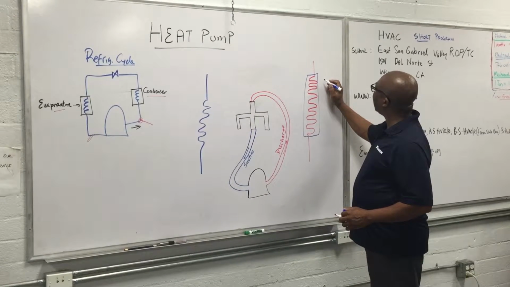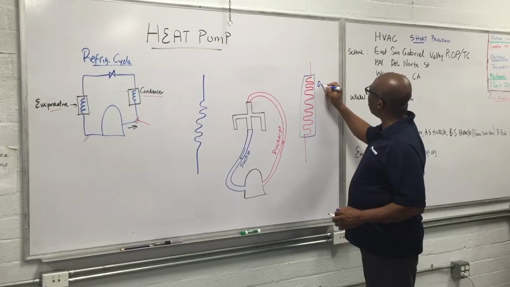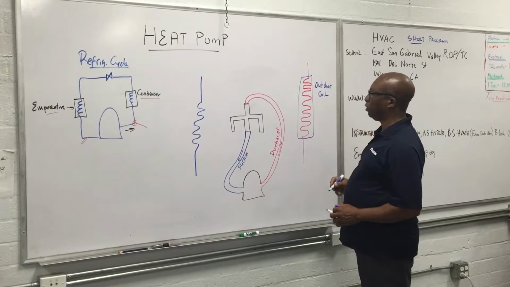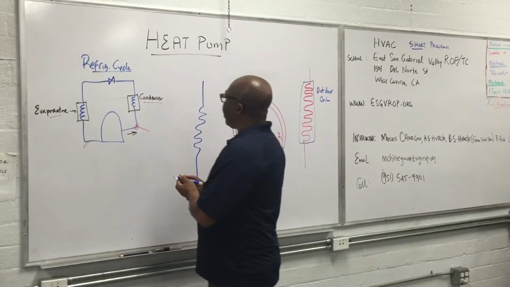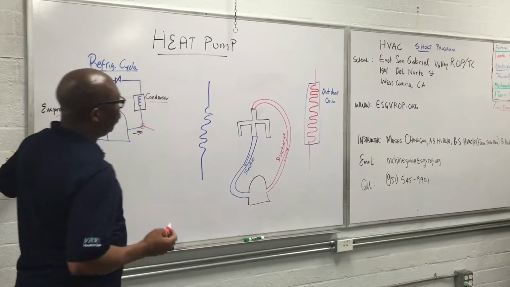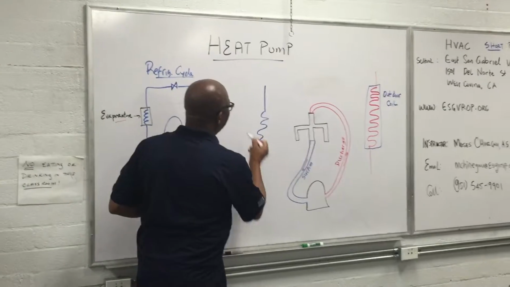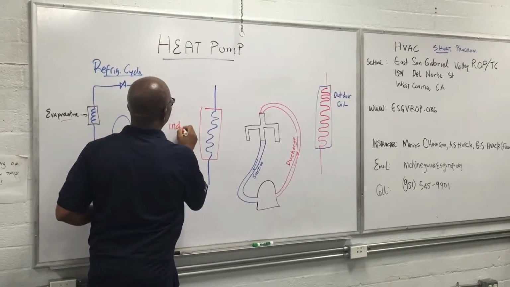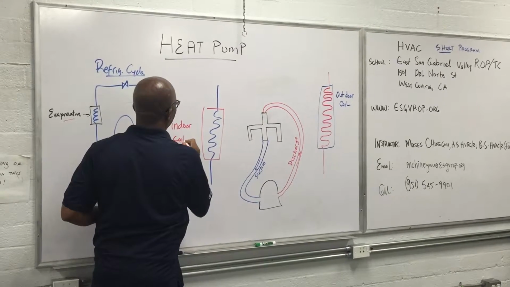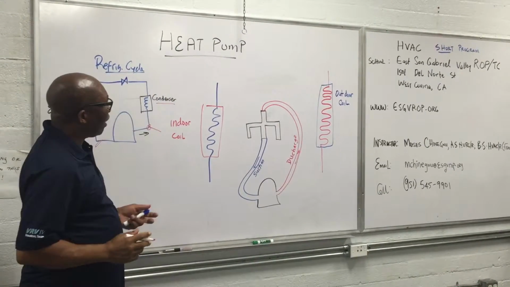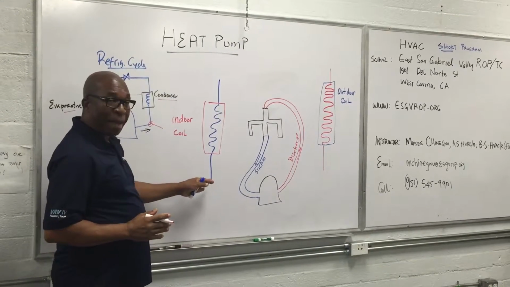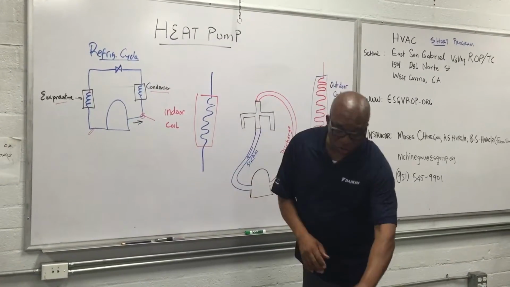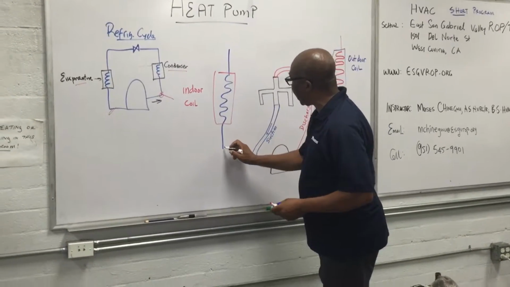This becomes an outdoor coil. And this one here, which is the evaporator in refrigeration, in the heat pump becomes the indoor coil. Okay? Make no mistake about it. So all I got to do now is to finish my piping to the four-way valve. I'm going to use the black line to finish it up.